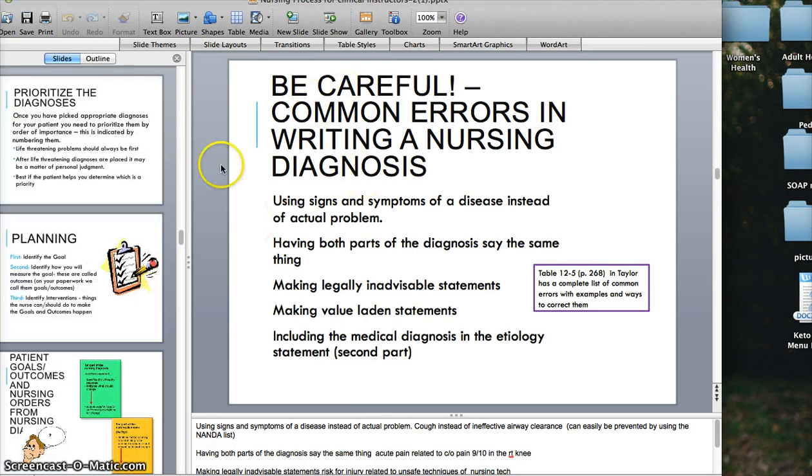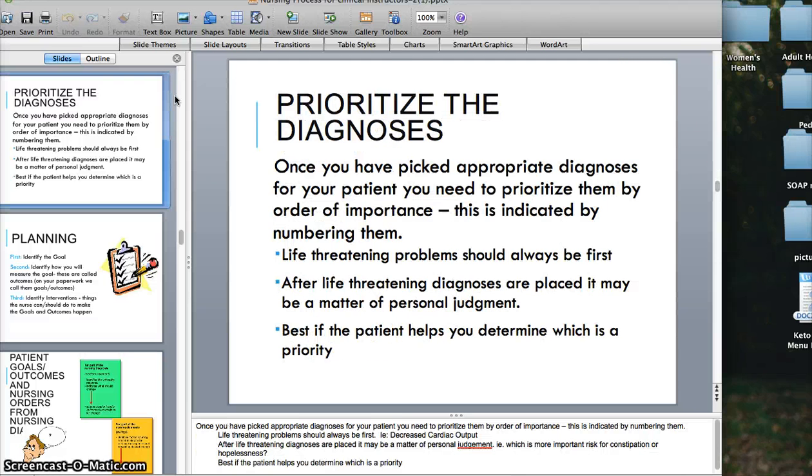Be careful of common errors. Using signs and symptoms of a disease instead of the actual problem, having both parts of a nursing diagnosis say the same thing, like acute pain related to pain in knee. Making legally inadvisable statements, making value-laden statements, including medical diagnosis in the etiology, which I just reviewed.